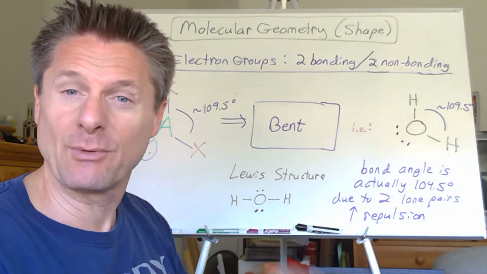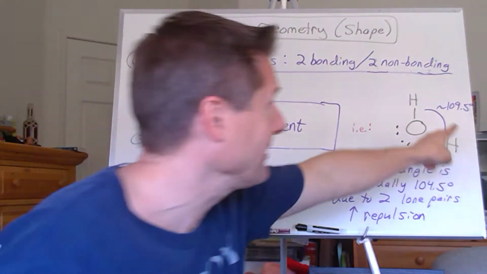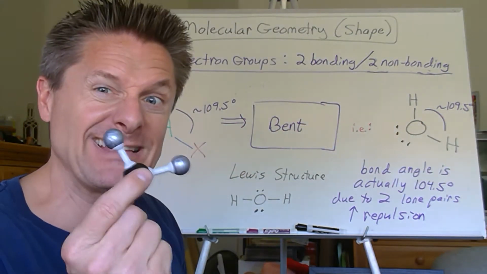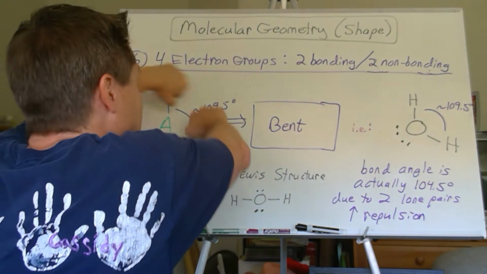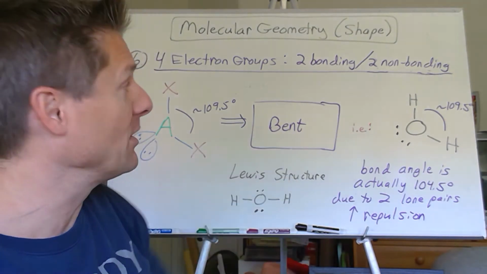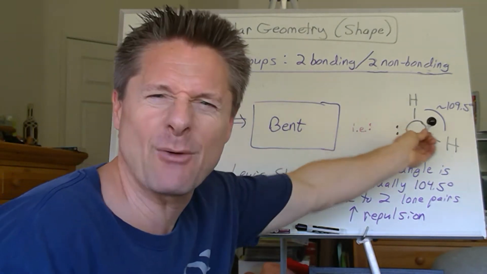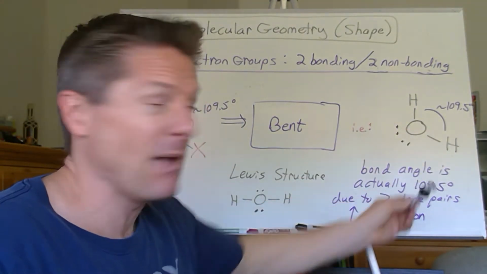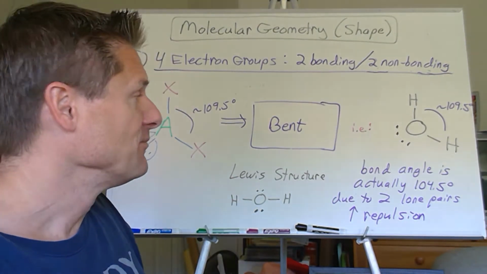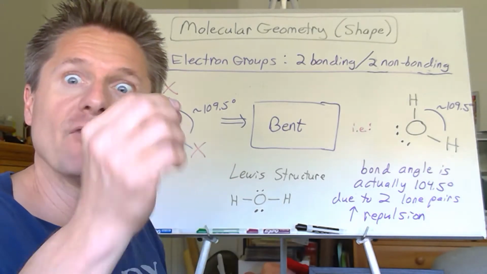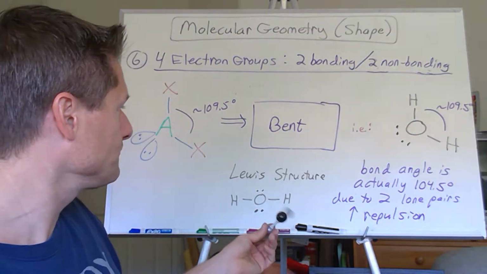Remember when we did the 3 electron groups with 2 bonding and 1 non-bonding? That was about 120 degrees. So this bent has a smaller angle because those 2 lone pairs are really pushing. Those lone pairs repulse so much more, so they push the bonds a lot closer together. So we say around 109.5, really about 104.5. Every lone pair drops it by about 2.5 degrees. So you go from 109.5 to 107 to 104.5, roughly, give or take.